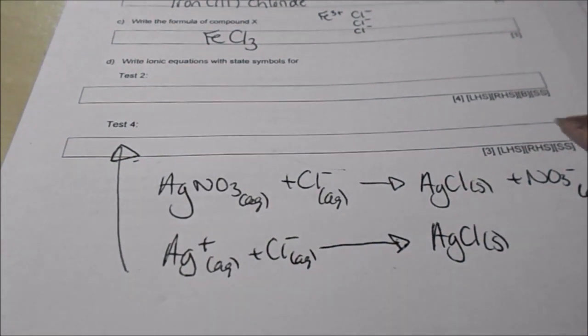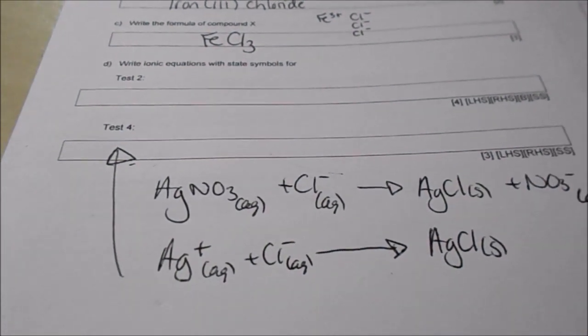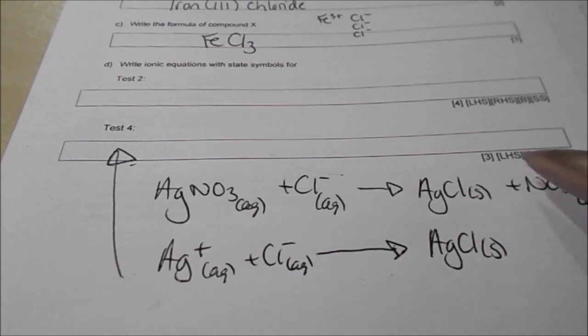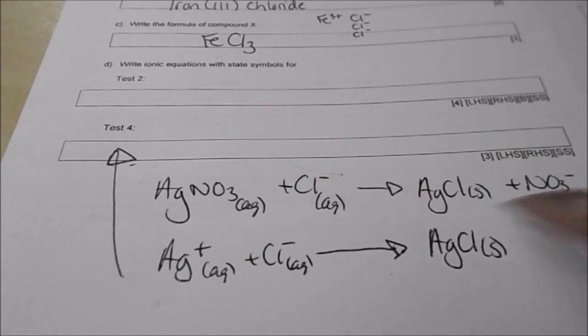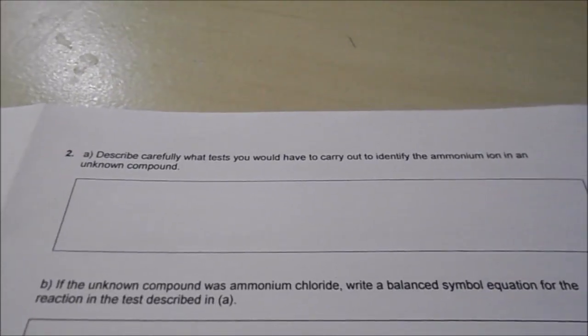In terms of the bits down here that were to help your teachers with their marking: left-hand side, right-hand side and state symbols. If any of those are highlighted, that's where you have lost marks. So you need to check your left-hand side looks like this, your right-hand side looks like this, and that you've got all the correct state symbols there as well.